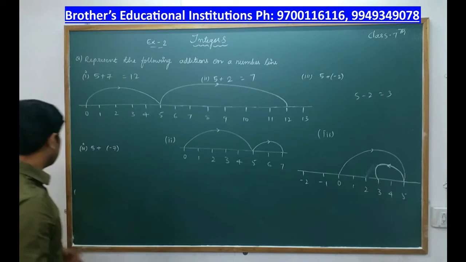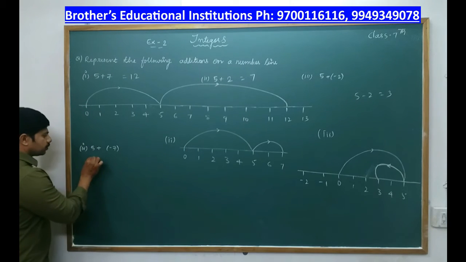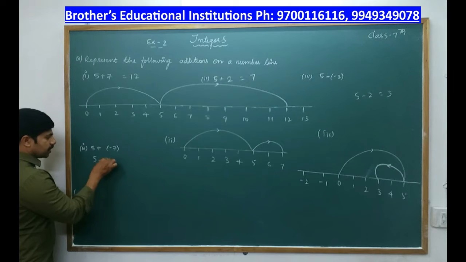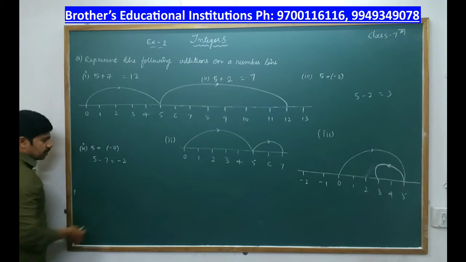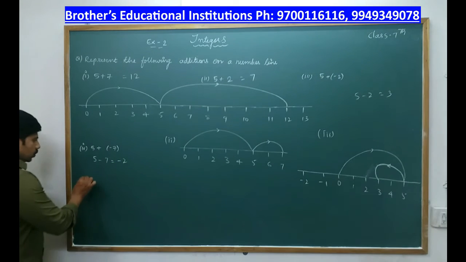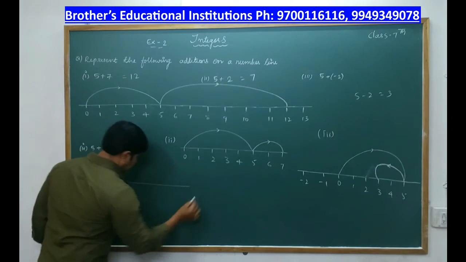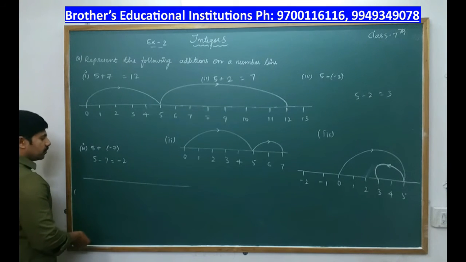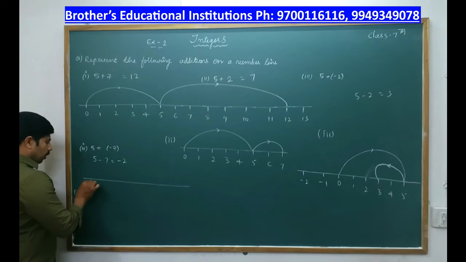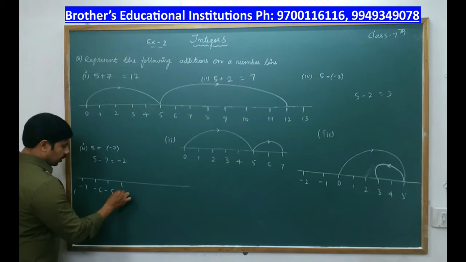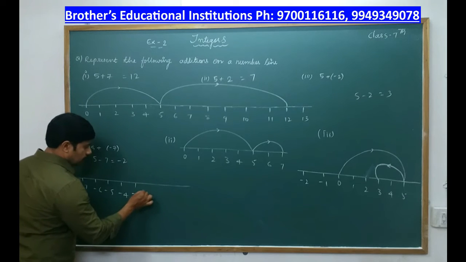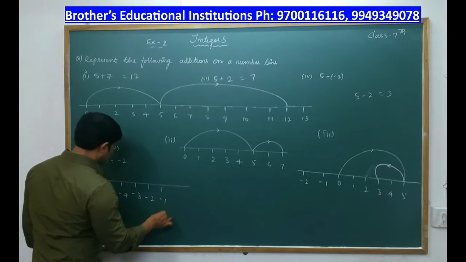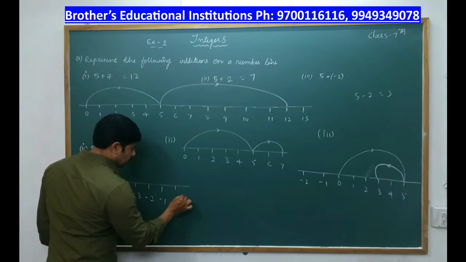Then after that we have 5 plus of minus 7. Plus into minus is minus. 5 minus 7 is minus 2. So here we represent it on a number line. From 5 you have to move 7 steps, right? No problem. So I just take from minus 7, minus 6, minus 5, minus 4, minus 3, minus 2, minus 1, 0.